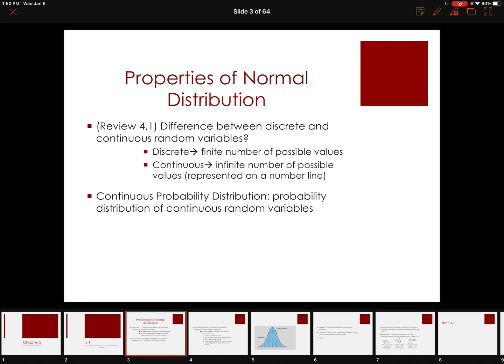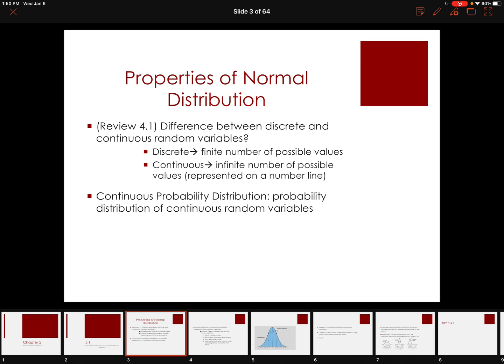So a continuous probability distribution is a probability distribution of continuous random variables. So everything that we dealt with last semester was discrete. Now we're going to look at what if there are continuous variables, meaning there's an infinite number of possible values.